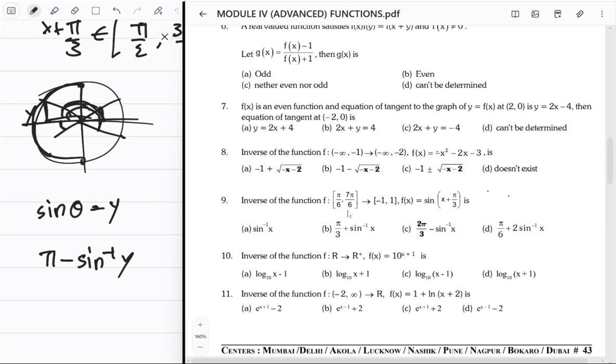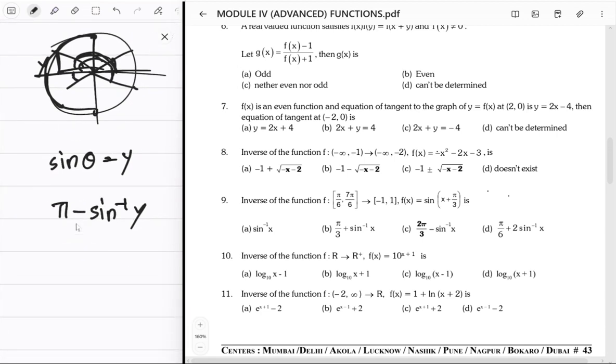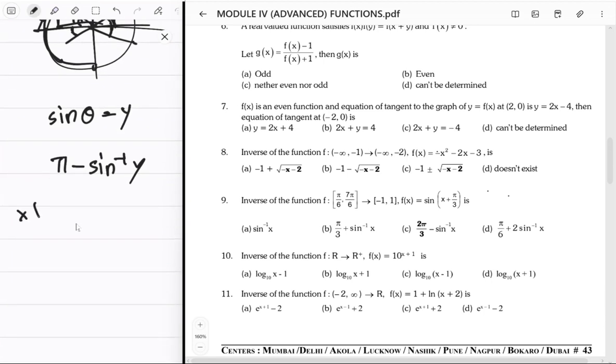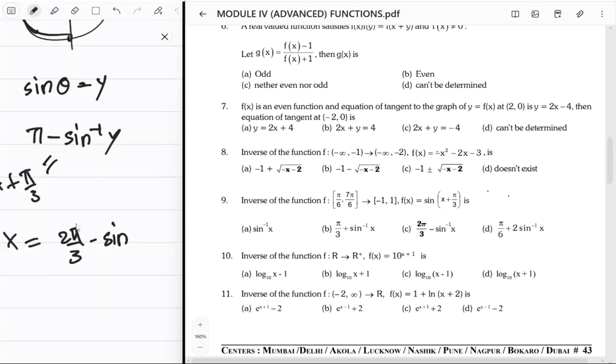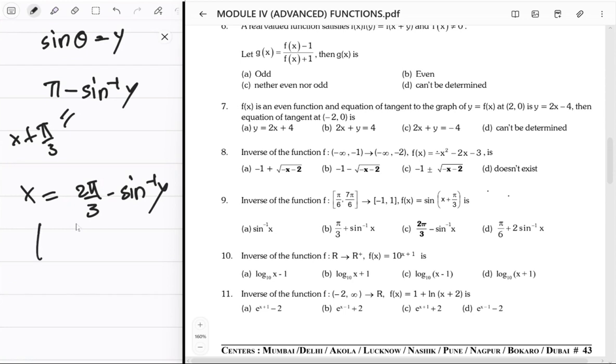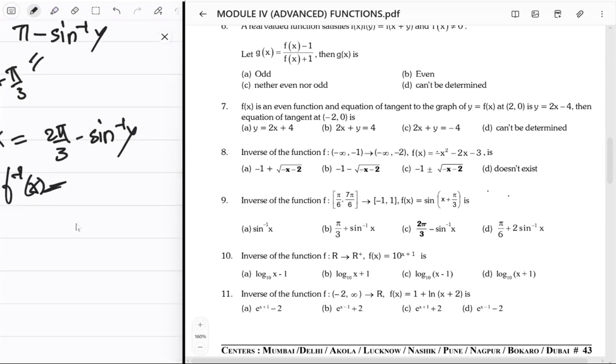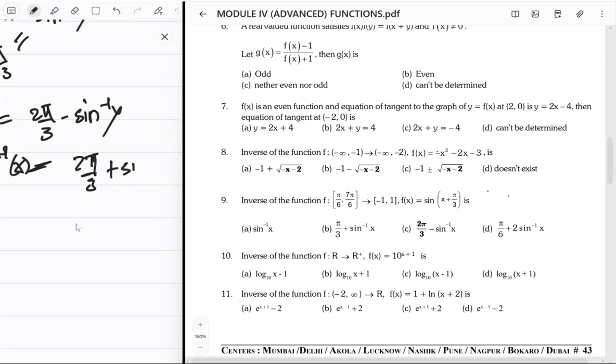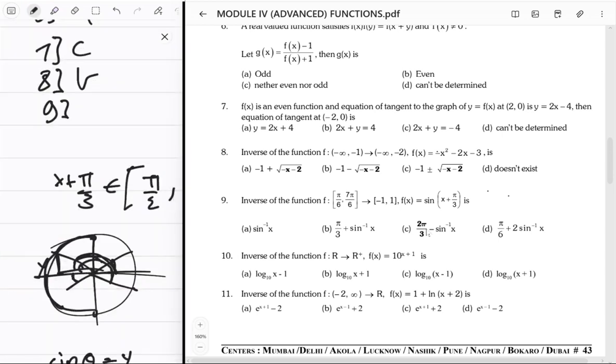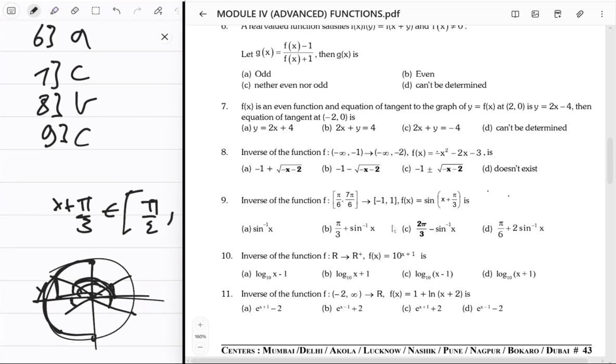Oh, and by the way, that's theta. So theta was just x plus pi upon 3, isn't that right? What does that mean? x is just equal to 2 pi upon 3 minus sine inverse of y. So the f inverse function is just 2 pi upon 3 plus sine inverse of x. Make sense? Cool. Which is C, I guess. Hey, they even made this bold as if they're giving us a hint or something. Okay, next.